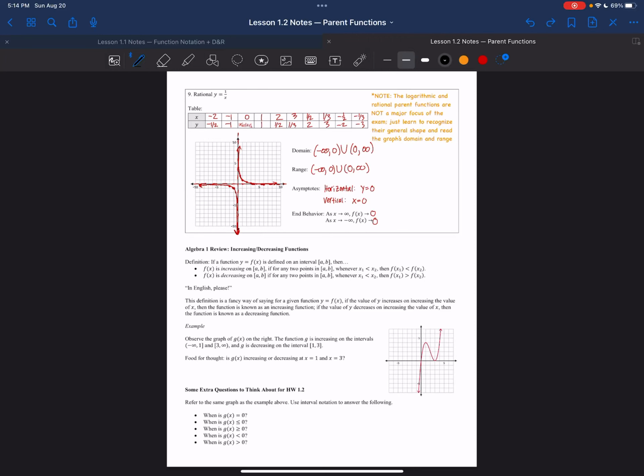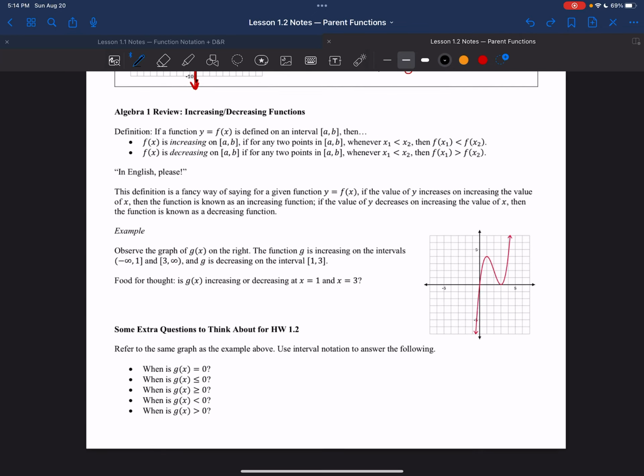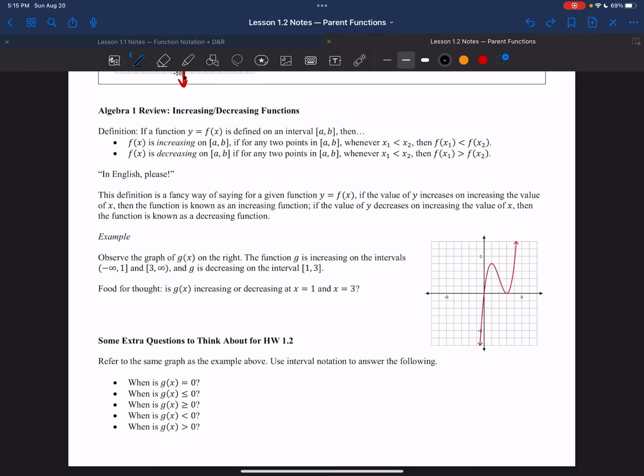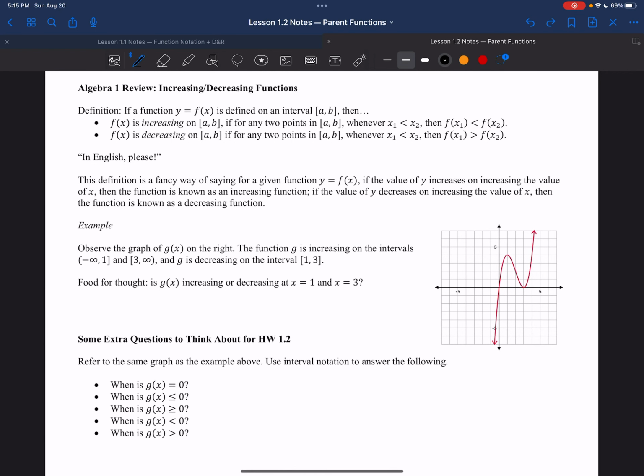Hello, welcome back. So I'm just going to continue that last little part of lesson 1.2, just in case you needed the review. You should be able to read most of this, but it's okay. So it's just a quick Algebra 1 review on increasing and decreasing functions. And I give you a more formal definition of what that means.